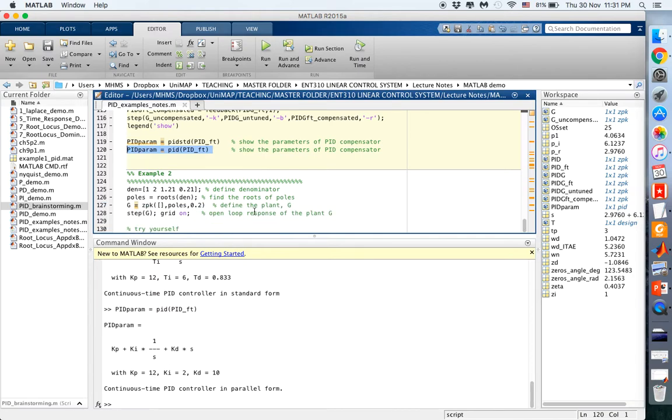Next, please try example number 2 yourself using the Ziegler-Nichols tuning method and also the method that we have discussed just now.